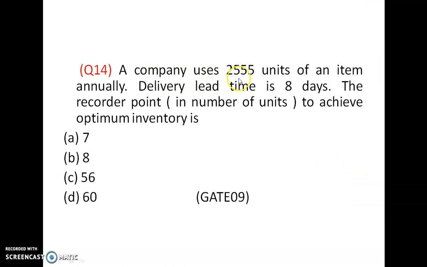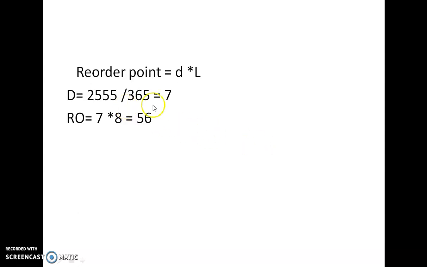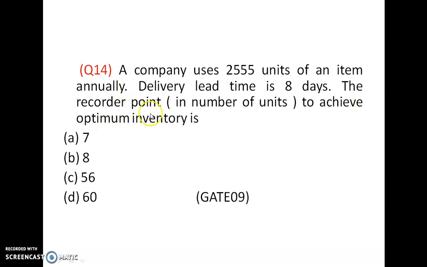A company uses 2,555 units of an item annually. Delivery lead time is 8 days. You have to calculate the reorder point. So first calculate D bar, the per day consumption. D bar is equal to 2,555 divided by 365, which is equal to 7. Reorder point is D bar into L. So 7 into 8, since the time between placing the order and arrival of material is 8 days. So 7 into 8 is 56.